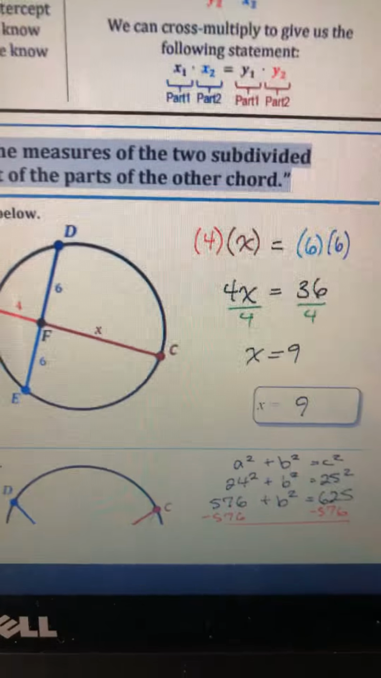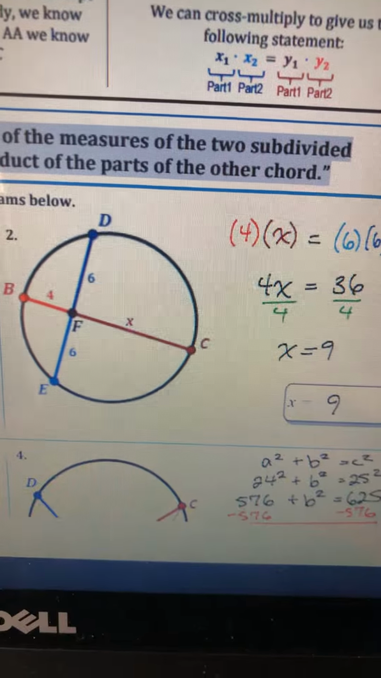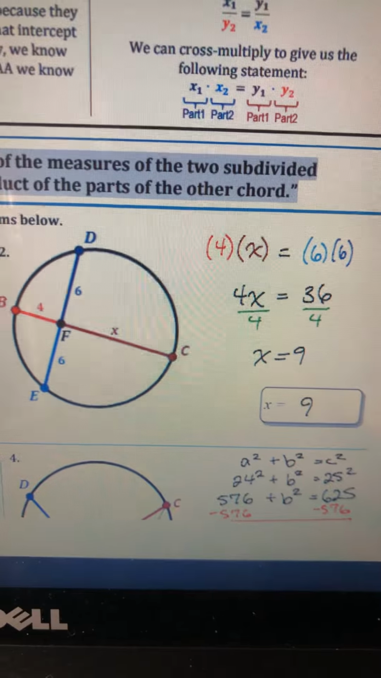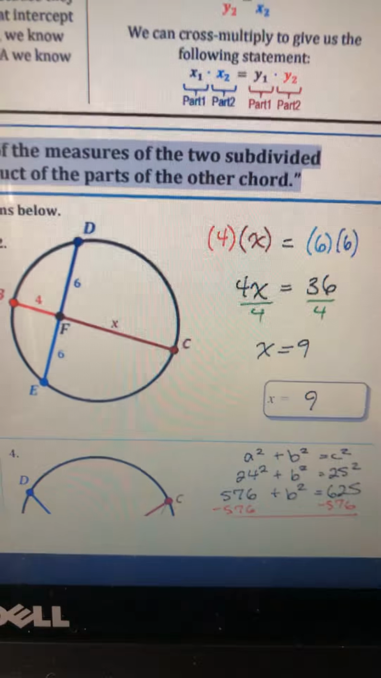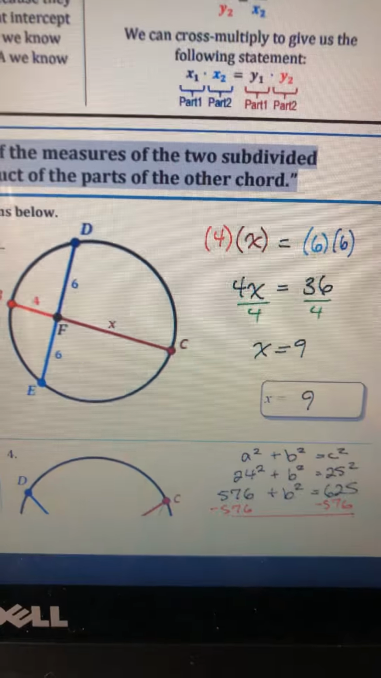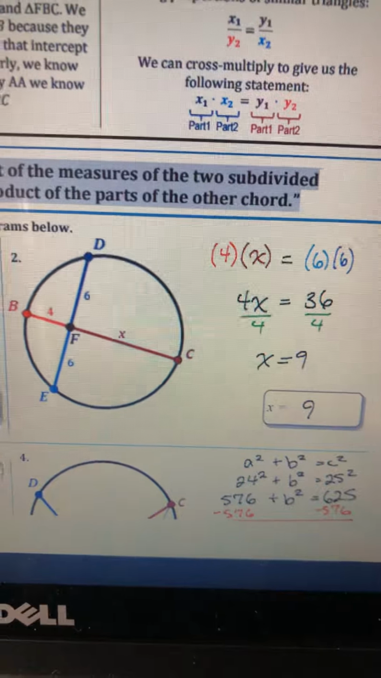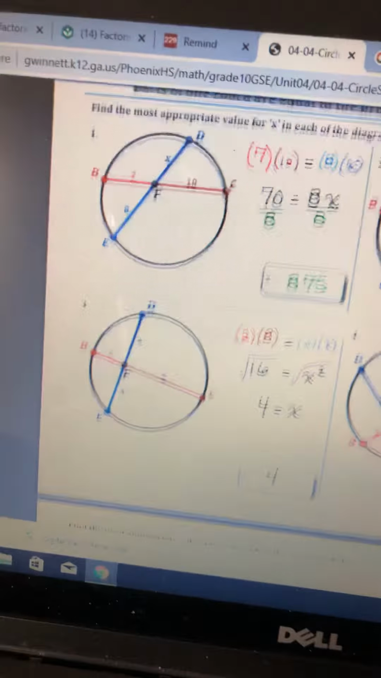Okay, so now we're going to come over here to the next one. We have chord BC, which is 4 and X, and chord ED, which is 6 and 6. So 4 times x equals 36. Solve, divide by 4, and x equals 9. Okay, so far pretty simple.